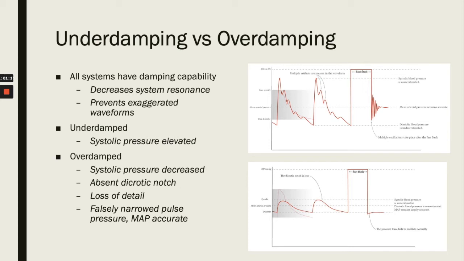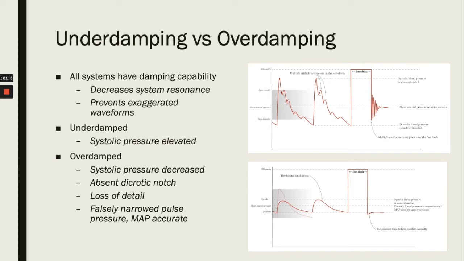With the overdamped reading, as we see on the bottom, our systolic pressure is decreased. We've lost our dichrotic notch. It's a loss of detail, so our sharpness is gone. And it's a falsely narrowed pulse pressure here, but our MAP will still remain accurate. So in an overdamped system, our MAP will still remain actually pretty accurate.